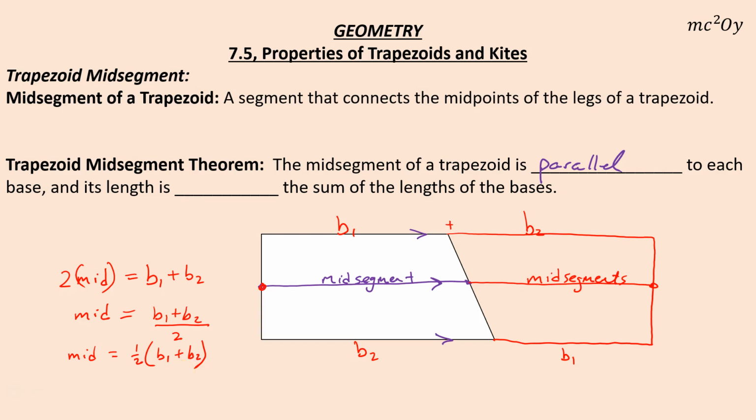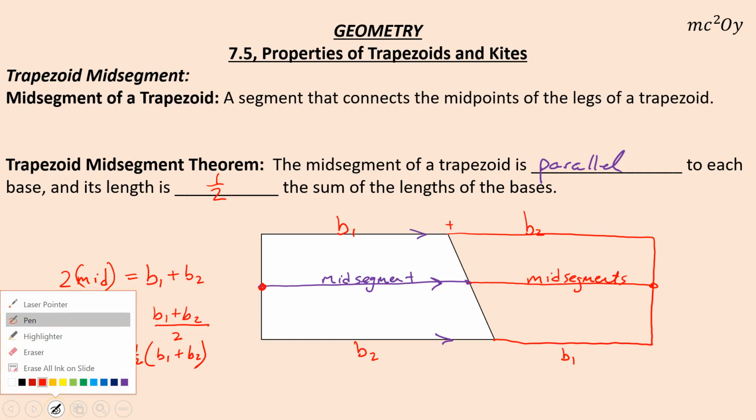Okay, so the midsegment of a trapezoid is parallel to each of the bases, and its length is 1/2 the sum of the lengths of the bases. And that's how we get that there. Okay, so let's apply those.